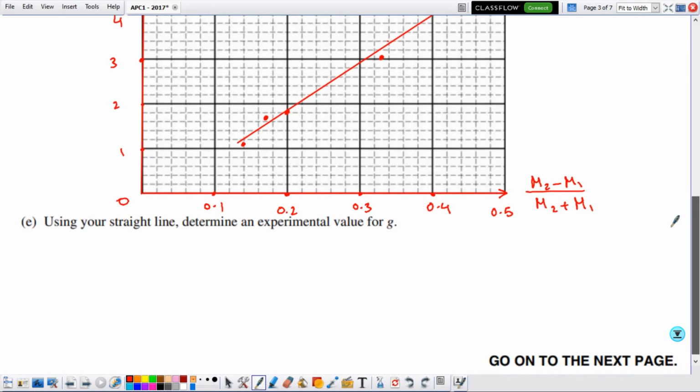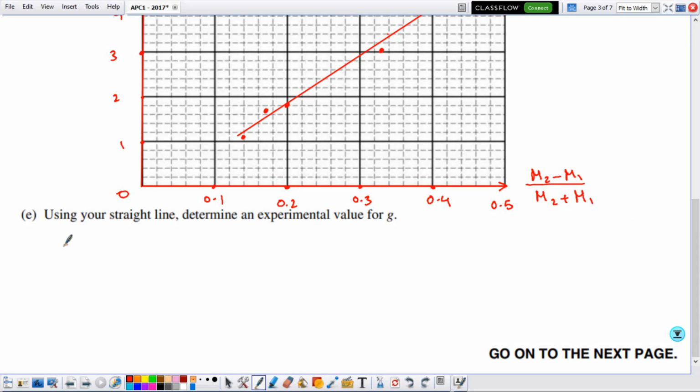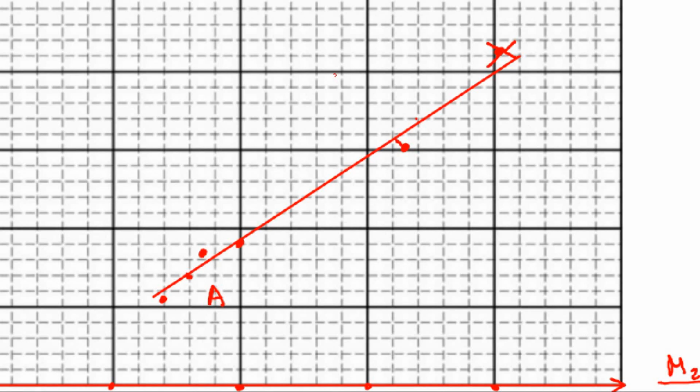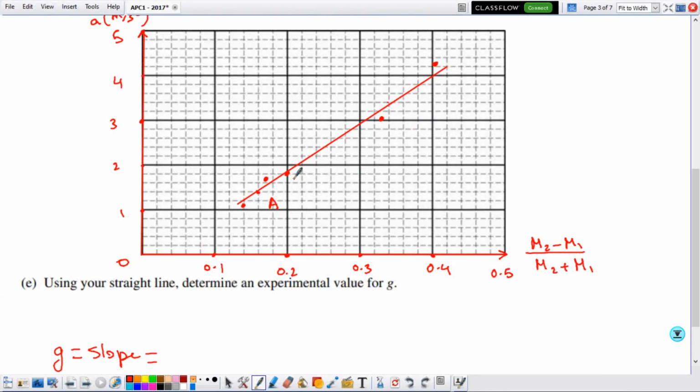Now in part E we need to determine an experimental value of G, and this is determined from the slope. So let me say that G equals the slope. But before we determine the slope, we need to choose our points. Let me say this is the point A. Now remember, we need to choose points that are not recorded from the experiment itself, but taken from the best fit line. So I will avoid this point, this point, this point, this point, this point. The points should lie on the best fit line. So my choice would be A. I will represent it by an X, just to distinguish it from other points.